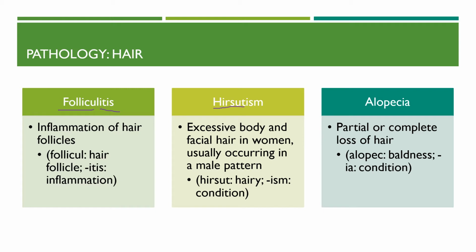The last one is alopecia. Alopecia refers to baldness, partial or complete loss of the hair. One of the times we see this is, for example, when people are getting chemotherapy medications. Chemotherapy causes the hair cells to die, and as a result, the person may end up with partial or complete loss of hair on the body and the head.